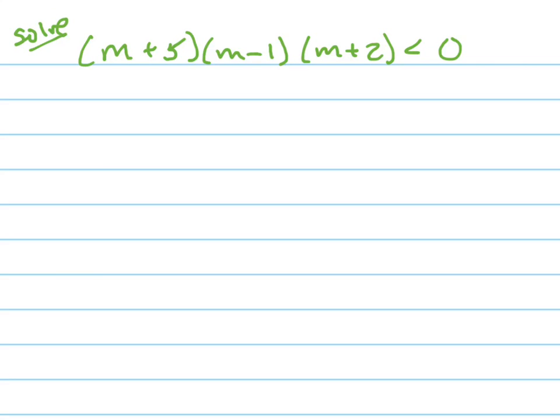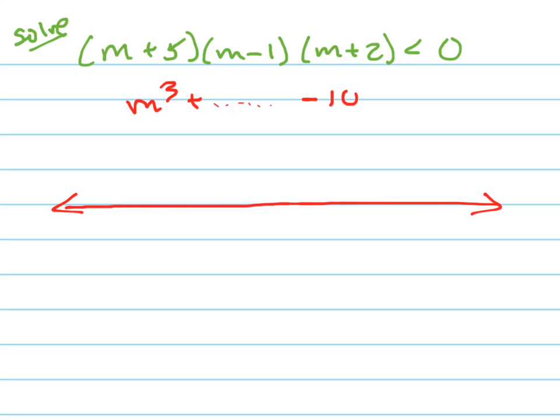Let's solve this inequality right here, and notice this has already been factored for us, which makes it easier, because what you want to do when you're solving an inequality, let's just imagine what this would look like if I FOIL it all out. This would be m cubed plus blah blah blah minus 10 is less than, not equal to, is just less than 0.